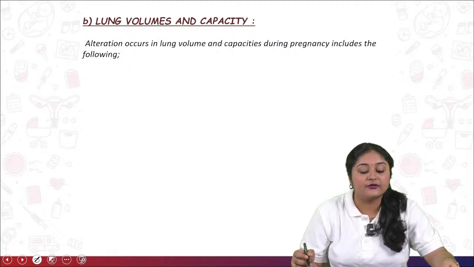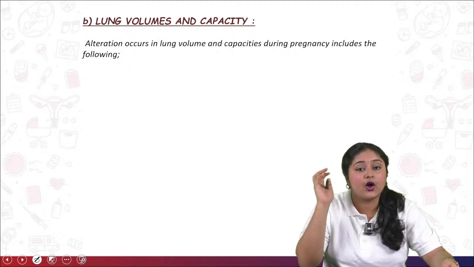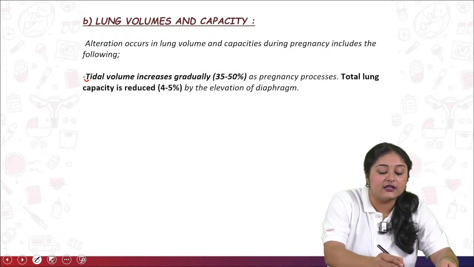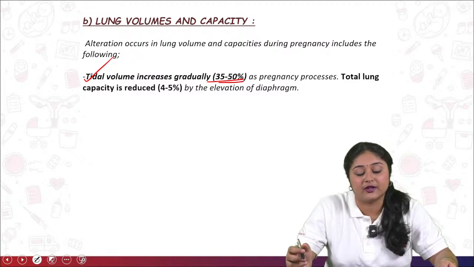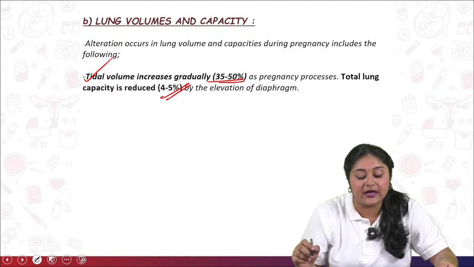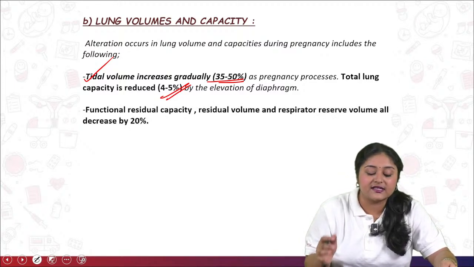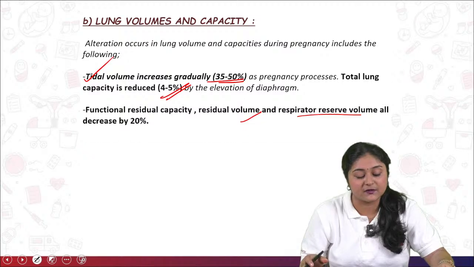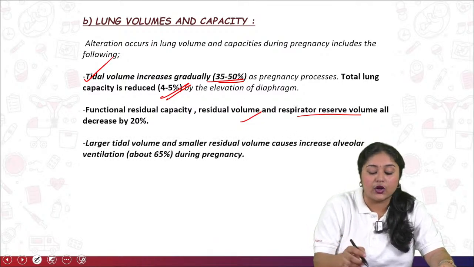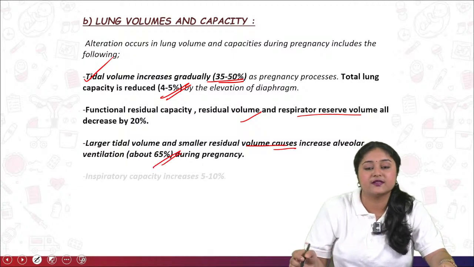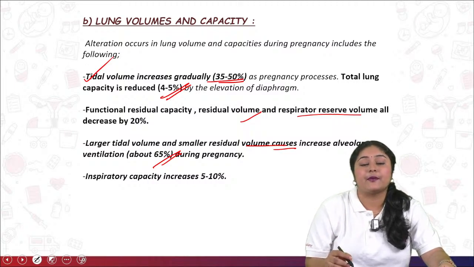Now come to the lung volumes and capacity. Alterations occur in lung volume and capacity during pregnancy. It includes the following: the tidal volume, which increases gradually by 35 to 50% as pregnancy progresses, and total lung capacity reduces by 4 to 5% due to elevation of the diaphragm. Functional residual capacity, residual volume and respiratory reserve volume are all decreased by 20%. Larger tidal volume and smaller residual volume cause an increase in alveolar ventilation of about 65% during pregnancy, and inspiratory capacity also increases by nearly 5 to 10%.